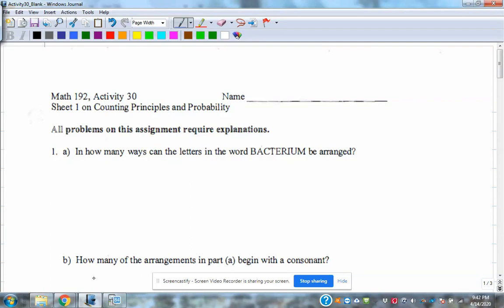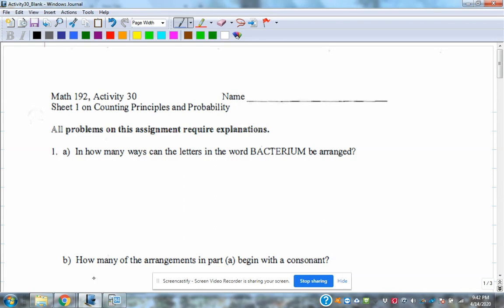All right, Math 192, folks. Activity 30 here. We're going to continue our talk on counting principles, and we're going to throw some probability into it as well. So let's start off with some problems about arranging letters from a word.